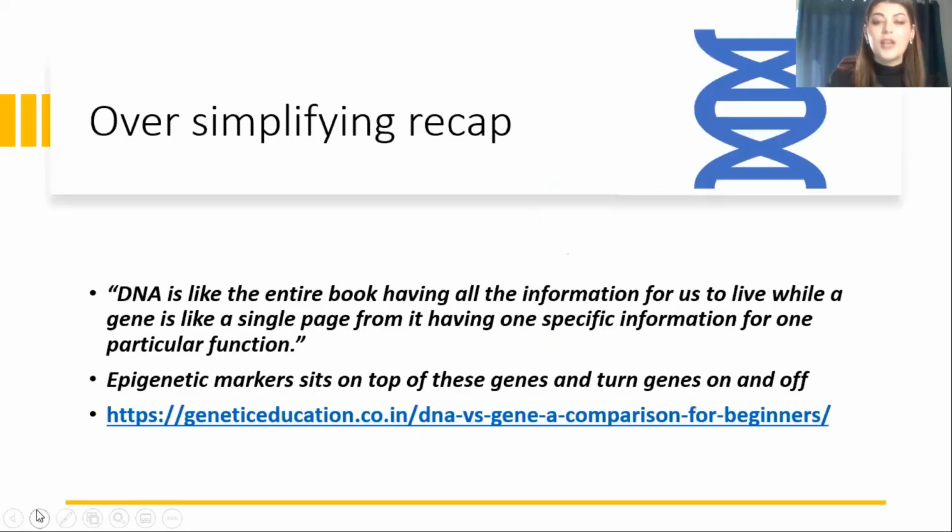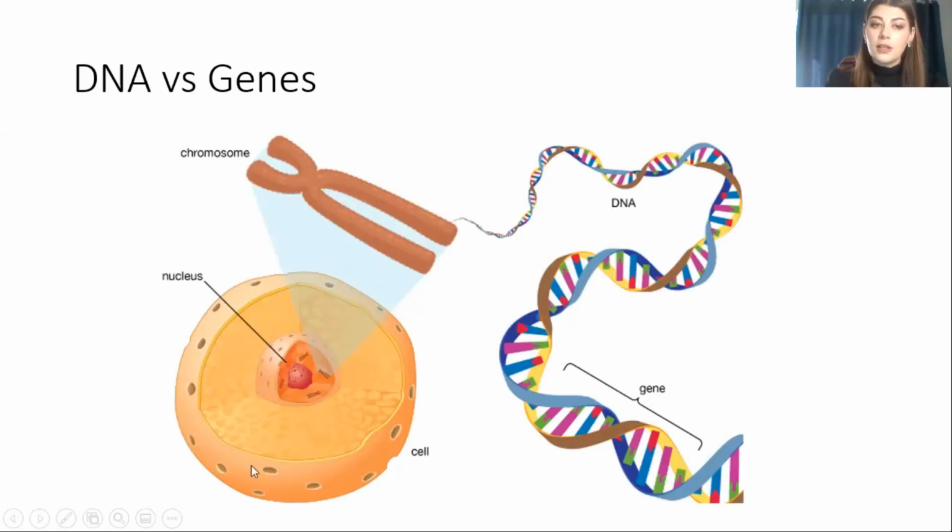Okay, let's move on. To oversimplify and recap what we learned today, DNA is like the entire book, having all of the information. It's the entire thing for us to live, while a gene is like a single page from the book that has specific information for a particular function. Epigenetic markers, we know now, sit on top of the genes. If you think back at this image, you have your nucleus with your chromosome, and it's rolled out, you have your DNA. We see on specific genes a marker on top of that gene that will either turn it off or turn it on. That is what an epigenetic marker is. It's on top of the genes, a marker that turns that gene sequence off and on.